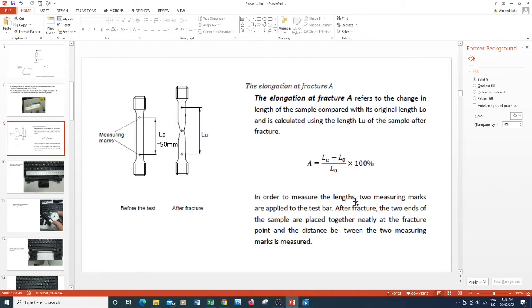In order to measure the length, two measuring marks are applied on the test bar, 1, 2. After fracture, the two ends of the sample are placed together neatly at the fracture point, and the distance between the two measuring marks is measured.